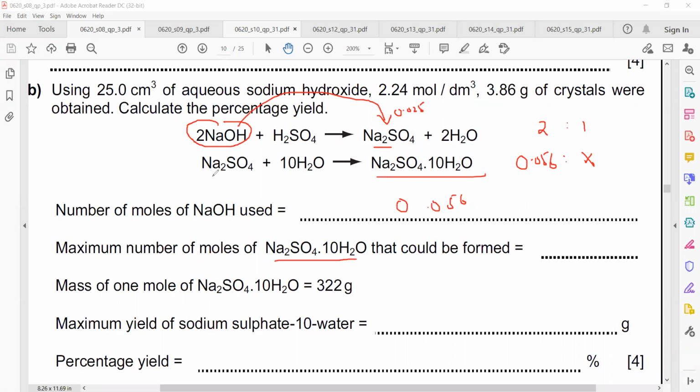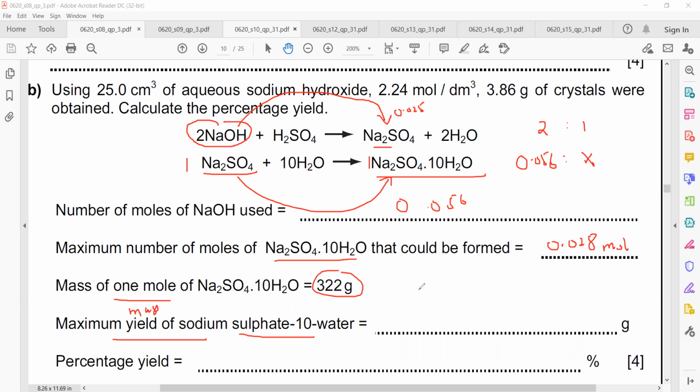But we need it for the hydrated one. What is the ratio between sodium sulfate and hydrated sodium sulfate? That is 1:1. So the moles of sodium sulfate and the moles of hydrated sodium sulfate will be the same. So that's why it is 0.028 moles. Then the mass of 1 mole, or molecular mass, is 322. The term maximum yield means mass in grams, the maximum yield of sodium sulfate with 10 water molecules.